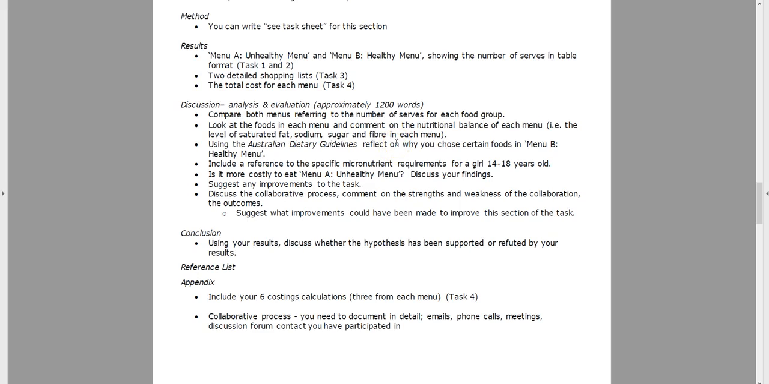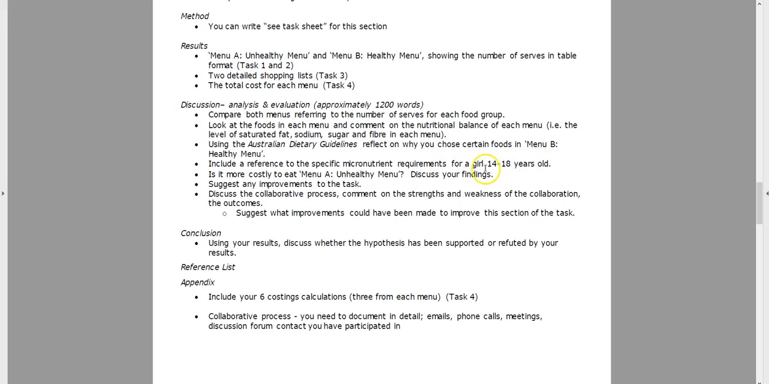So you need to explain why, or reflect on why, you made some of the food choices in your healthy menu. Moving on to dot point number 4, you need to include a reference to the specific macronutrient requirements for a girl between the age of 14 and 18 years old. This is where the textbook pages that you were supposed to read this week come into this discussion.